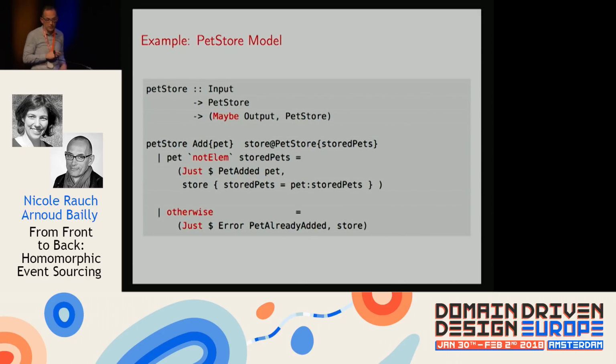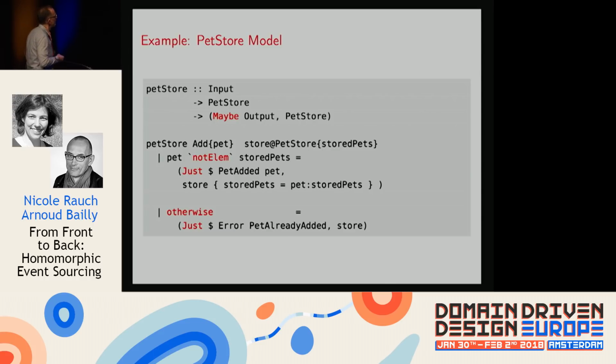How does it look in code? So here is an example. We have used a simple model. Normally the rules should not be too complex. Forget the funny syntax. This is just Haskell.